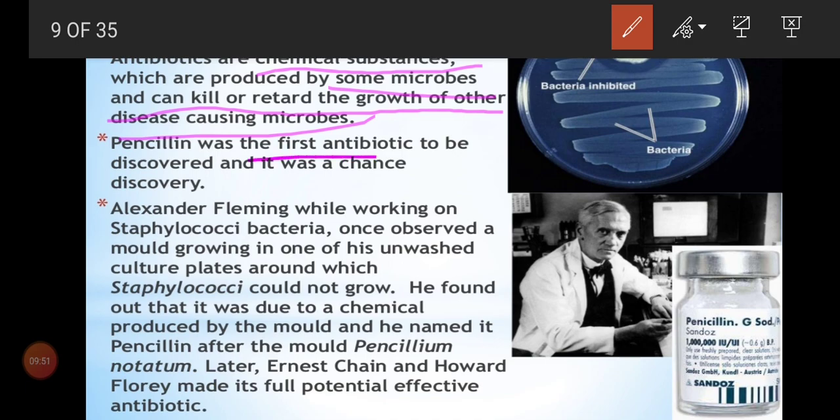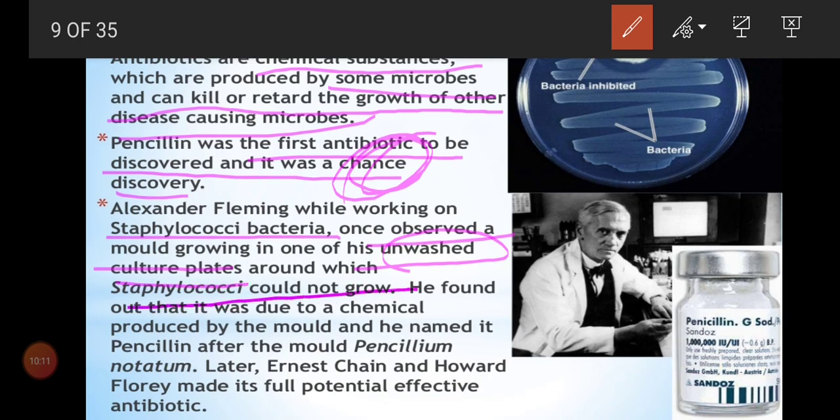And penicillin was the first antibiotic to be discovered, and it was a chance discovery. That's why we call it an accidental discovery. Alexander Fleming, while working on Staphylococci bacteria, once observed a mold, a fungus, growing on one of his unwashed culture plates, around which Staphylococci could not grow. He found out that it was due to a chemical produced by the mold, and the name of the chemical is penicillin. So from Penicillium a chemical is produced, that is penicillin. The mold was Penicillium notatum.